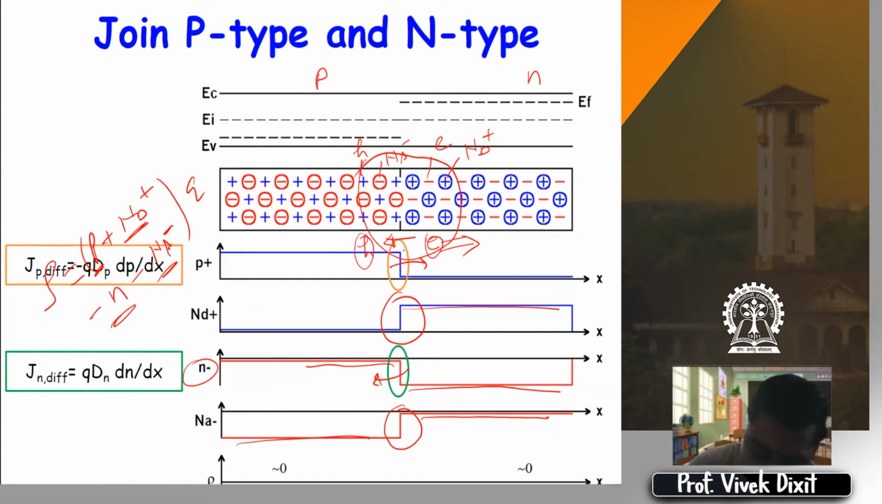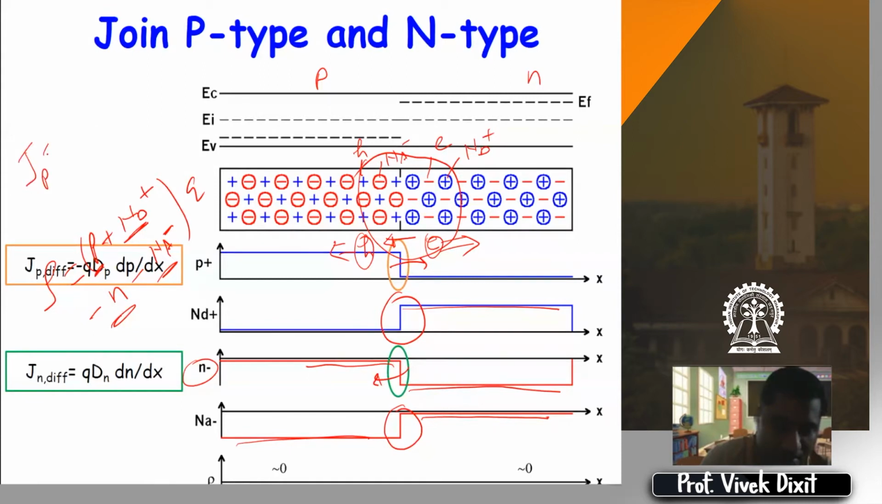Holes move along the field, so it will push away the holes, right? So basically the drift current, the drift due to the produced electric field, will oppose the further diffusion. So at equilibrium, the total current is zero, right?